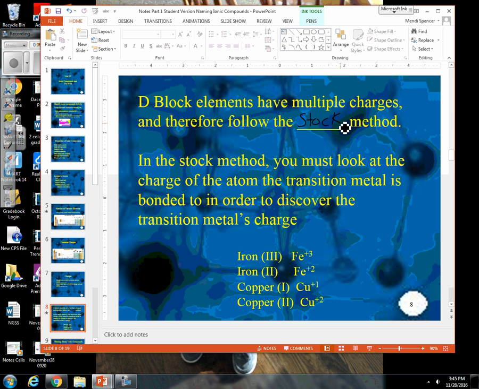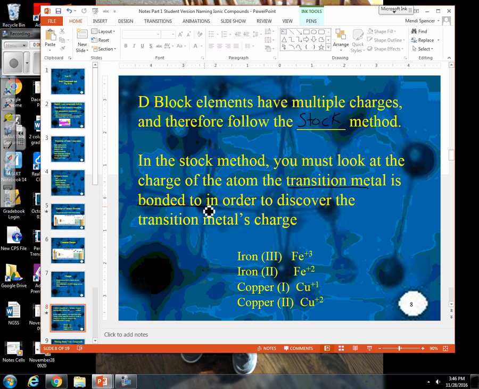So if we're using the stock method, you first have to look at the charge of the atom, your transition metal. Transition metal is the same thing as a D block element. And you must see what the charge of the atom the transition metal is bonded to is, to figure out the charge of the transition metal, okay? This will make more sense as we work through it.